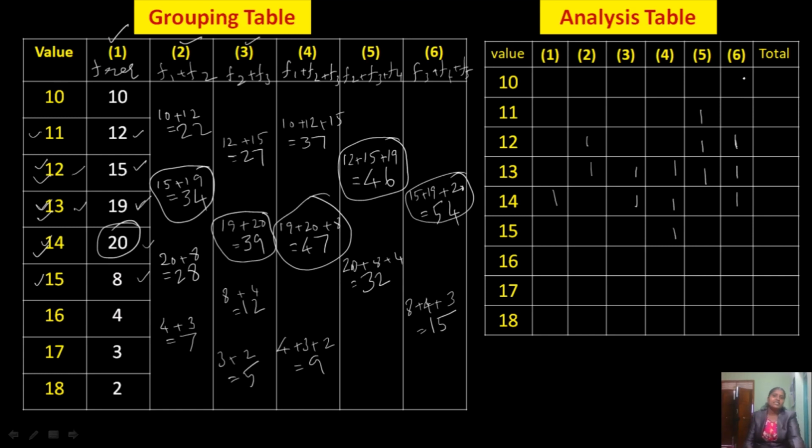Now we just add the total. 10 doesn't have any value, just leave it. Whereas 11 has only 1. 12 has 1, 2, 3, so totally 3. 13 has 1, 2, 3, 4, 5 ones. 14 has 1, 2, 3, 4. 15 has only 1. 16, 17, 18 don't have any value.